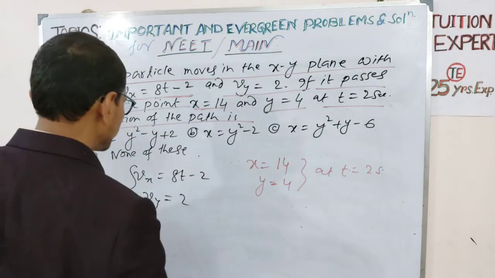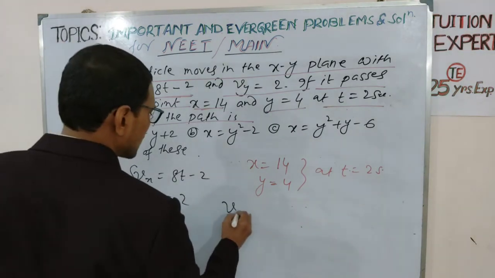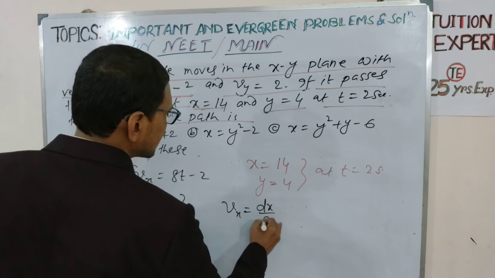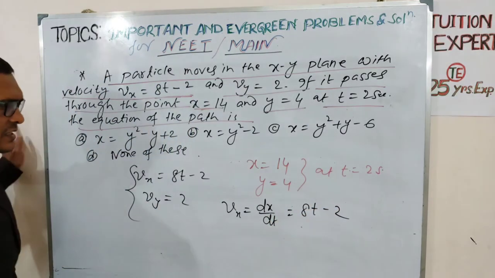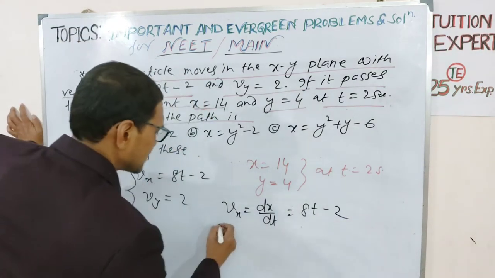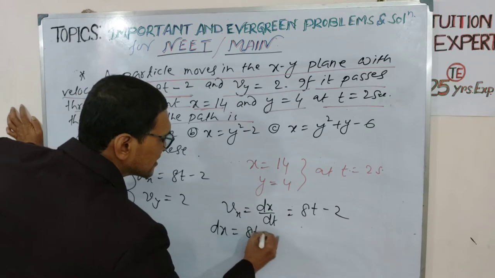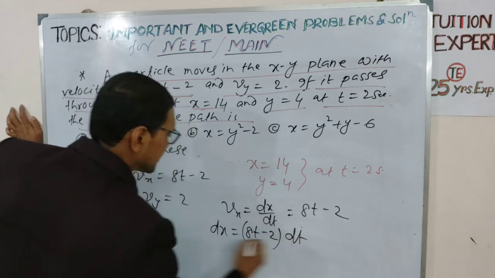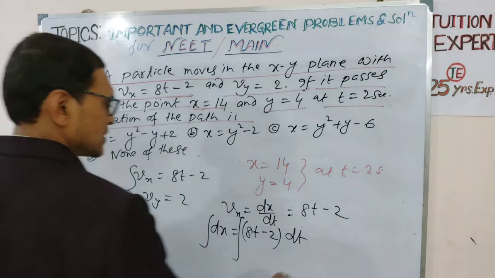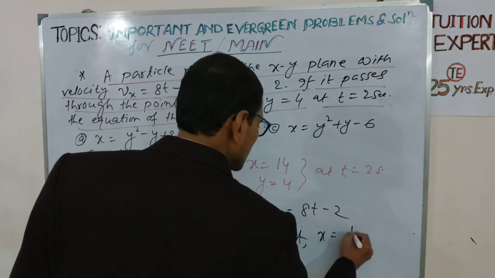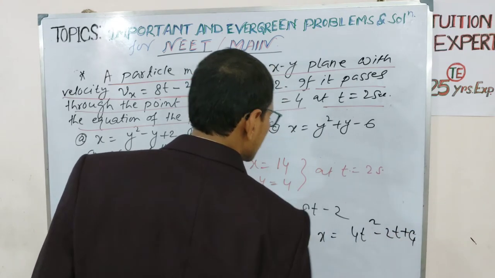Okay. Now vx means dx by dt. So dx by dt equal to 8t minus 2, this is given. From this we can find x. So dx equal to this dt, and integrating, we get x equal to this plus a constant term, suppose c1.